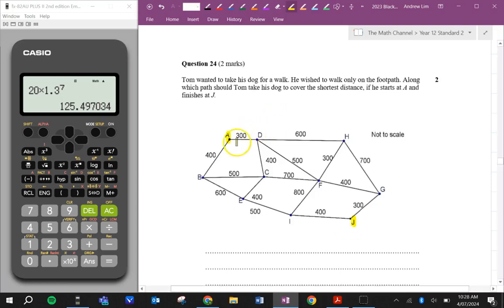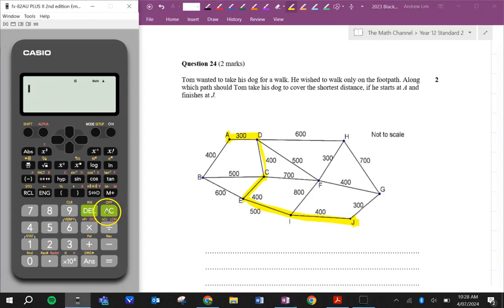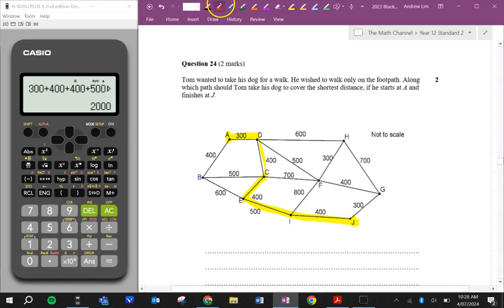Okay, so I would probably just eyeball this. Let's try this way. So that would be 300 plus 400, 400, 500, and 400. So that will be 2000. So let me just write that down. A, D, C, E, I, J is 2000.